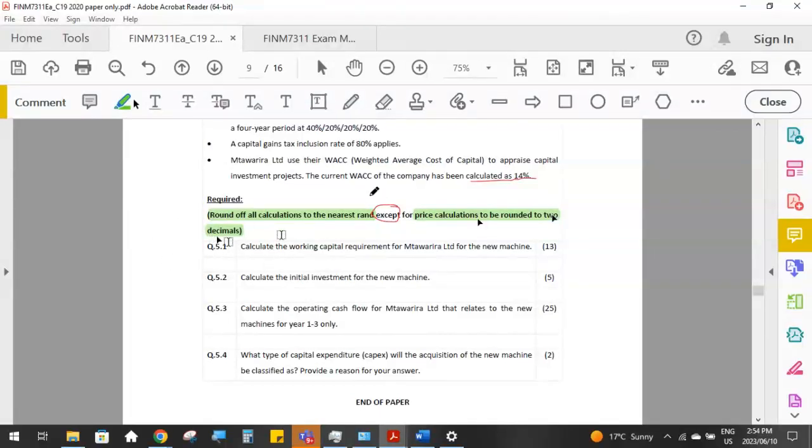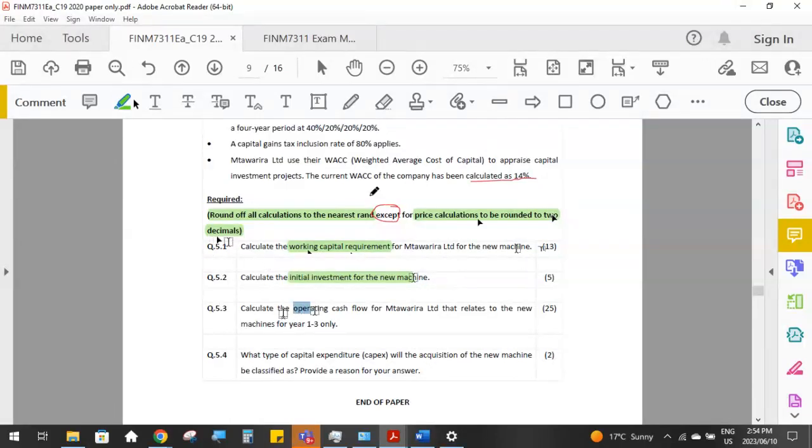So what do we have to do here? For 13 marks, we have to calculate the working capital requirement, because we need that information to then plug into the rest of our question. So first of all, what is the working capital requirement for each year for the new machine? Remember, it's going to be over the 3 years. Calculate what the rand value of the initial investment is for the new machine. Okay, total investment that the company has to make in order to purchase this machine.